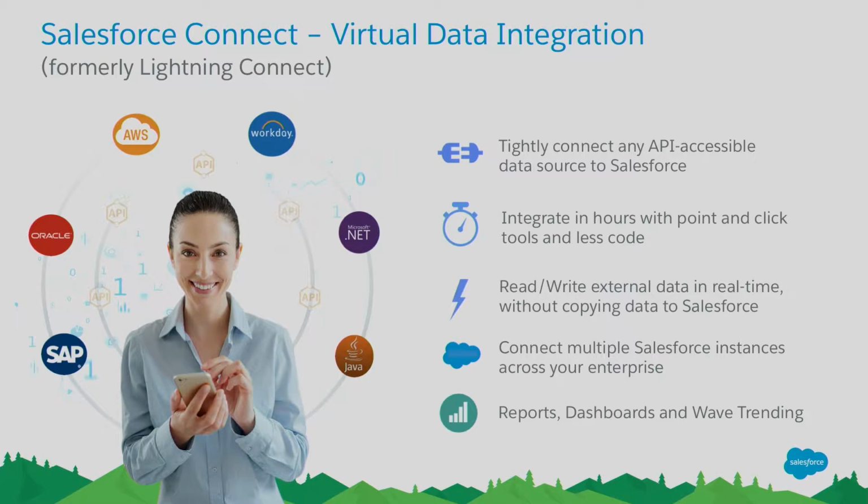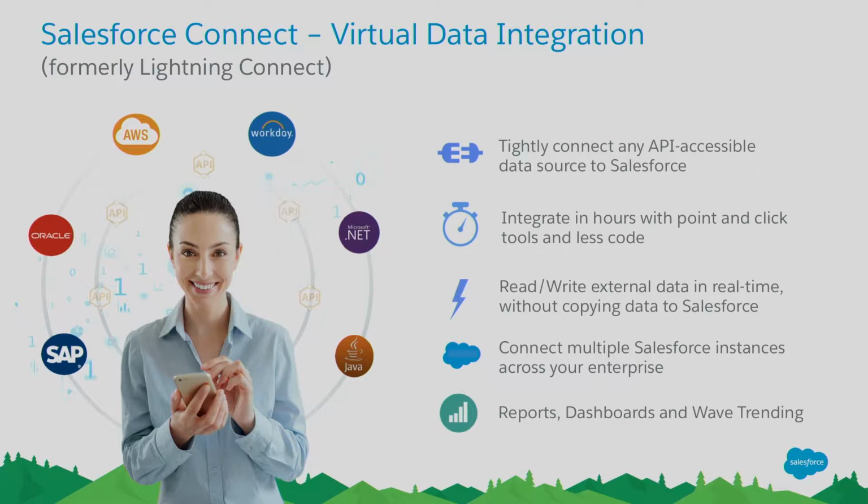With Winter '17, we're very happy to release a new feature. It's reporting on external data. So now you can use the power of reporting and dashboards to run reports on your external data. So let's say you have accounts in Salesforce, you have orders in SAP and invoices in Oracle. You could create a report that combines the three together and run it in Salesforce.